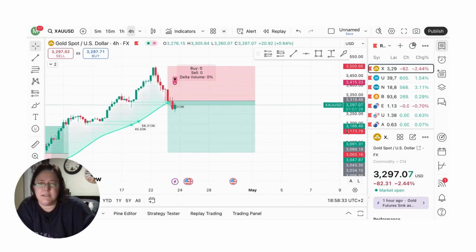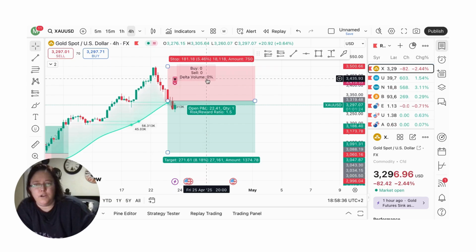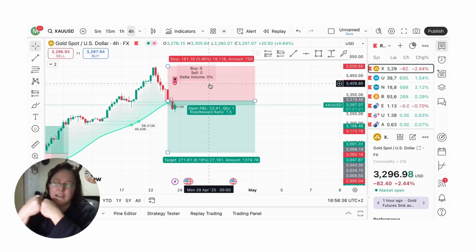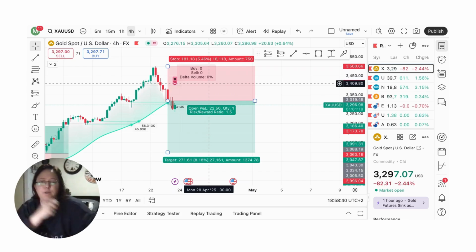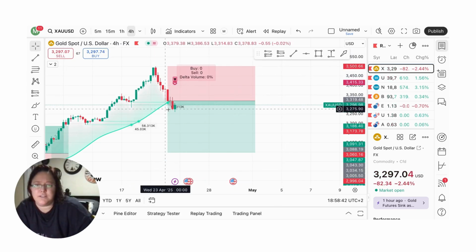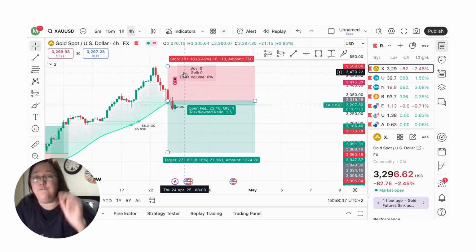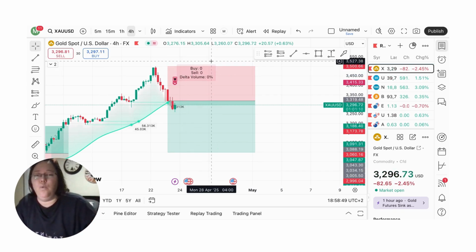Here I'm going to show you. Right now, the delta volume is 0. That means buyers and sellers are locked against each other. There's not going to be a lot of movement. This is telling me that we're going to have a lot of sideways movement until one of them steps in. So this is a great indicator from a volume perspective to tell you what is happening.